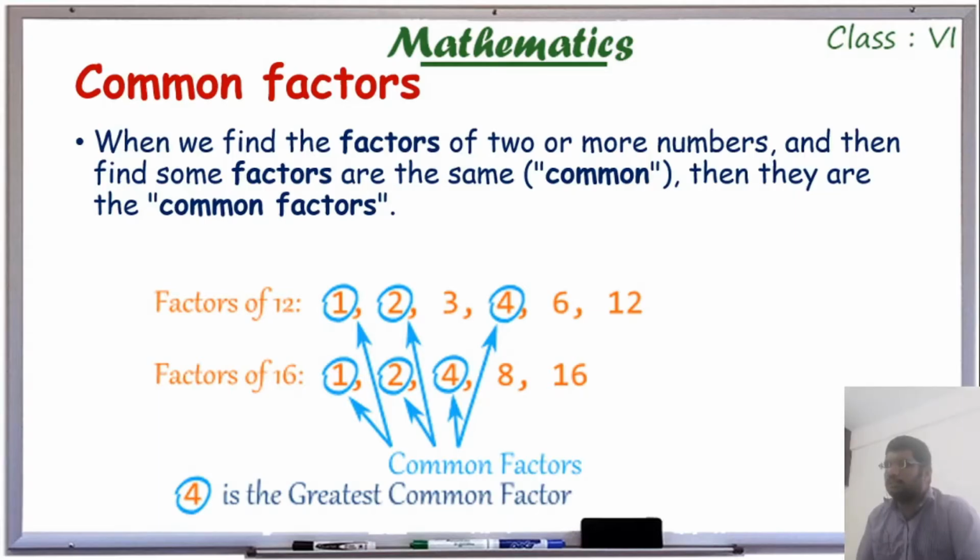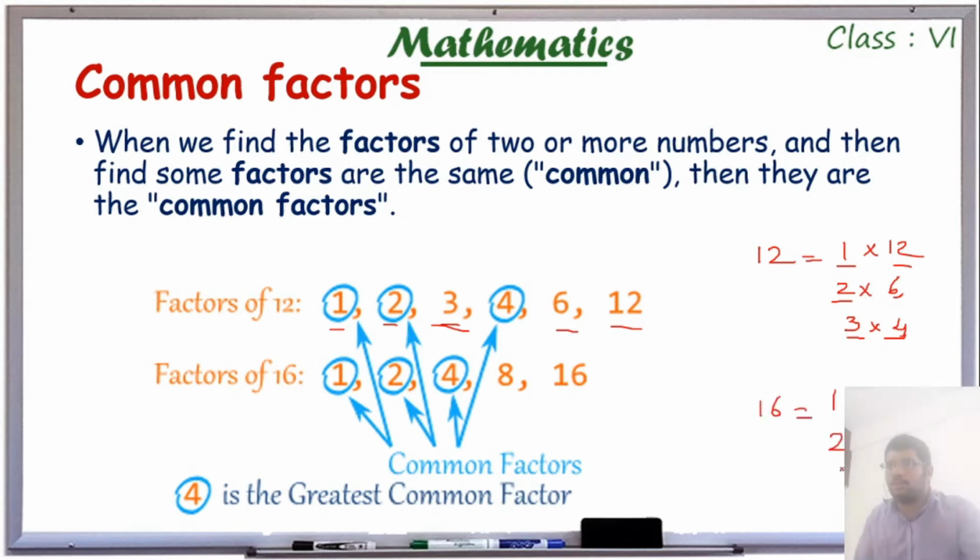So read the definition. When we find the factors of two or more numbers and then find some factors which are the same. For example, the factors of 12 are 1, 2, 3, 4, 6 and 12. And the factors of 16: I can write 16 is equal to 1 into 16, 2 into 8, then 4 into 4. So 1, 2, 4, 8, 16 are the factors of 16.